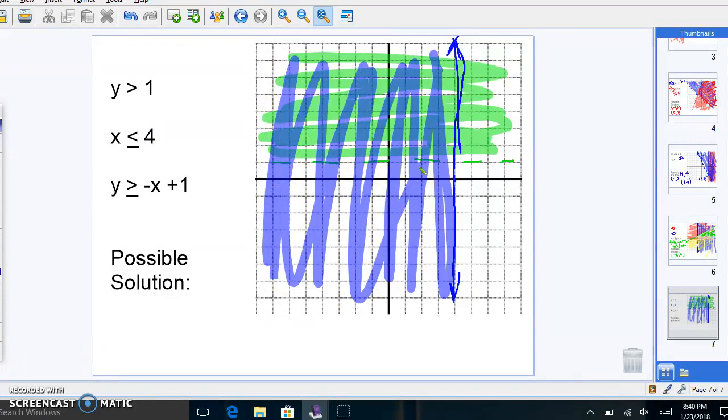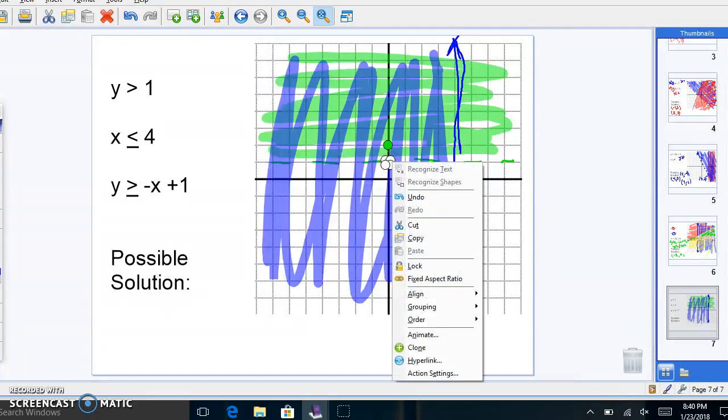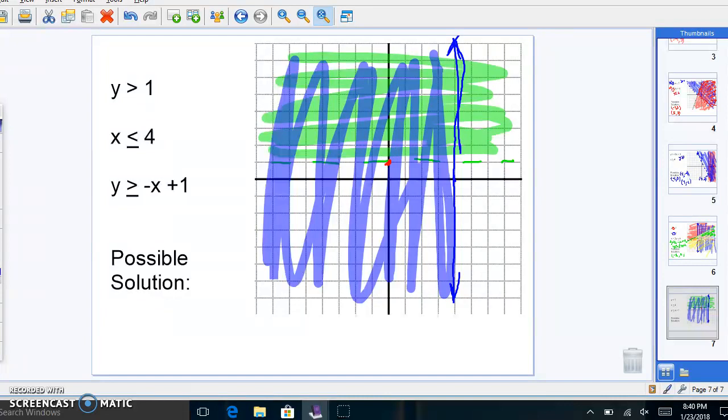And then our last one is y is greater than or equal to negative x plus 1. So we start off with a y-intercept of 1, and then we also have a slope of negative 1. So we're going to go down 1, right 1, down 1, right 1, down 1, right 1. We can also go up 1, left 1, up 1, left 1, and so on. This also would be a solid line. And your solution, you're going to shade above the line because numbers that are bigger than 1 would be above the line. So we're going to shade here.